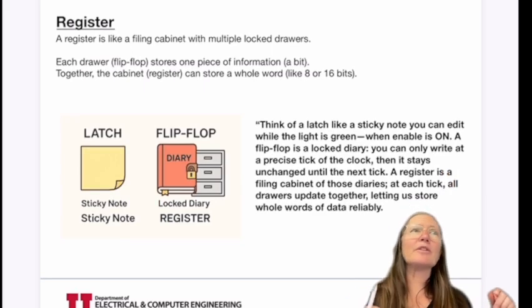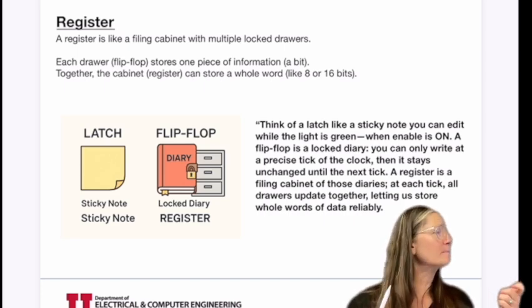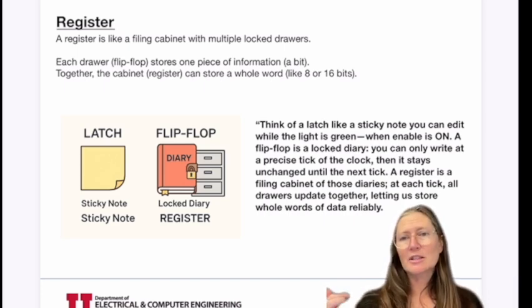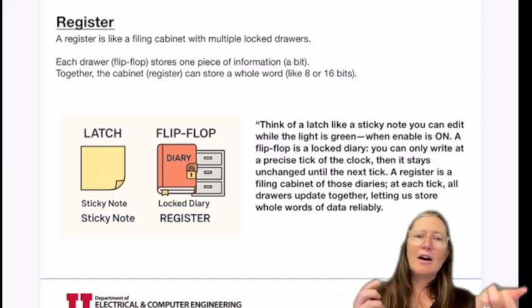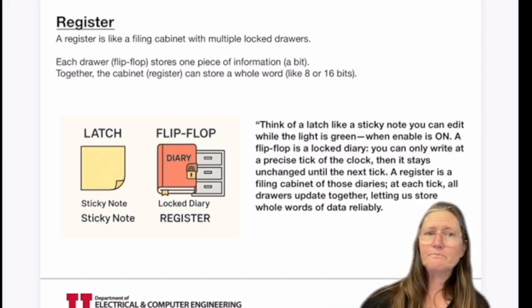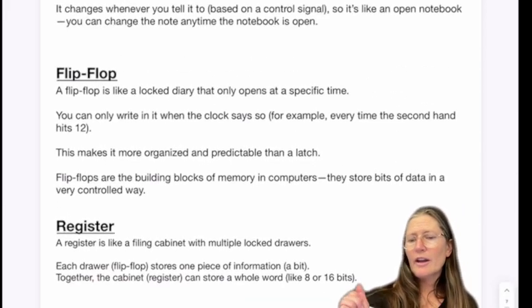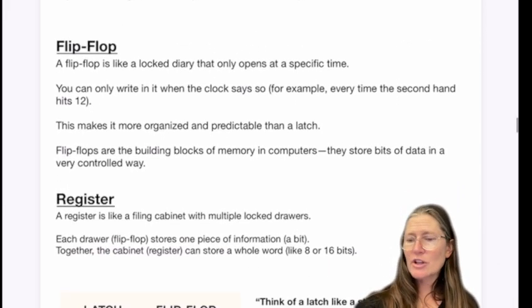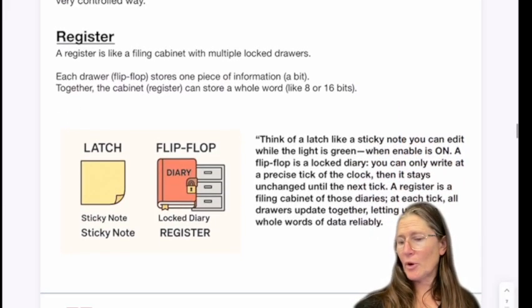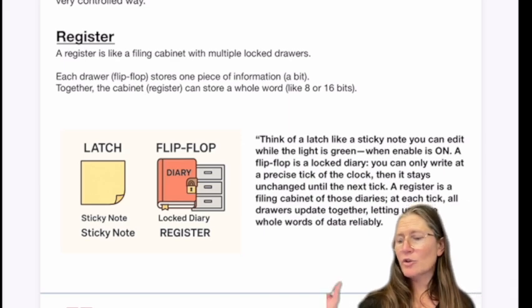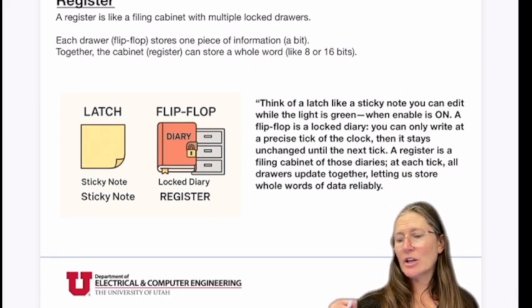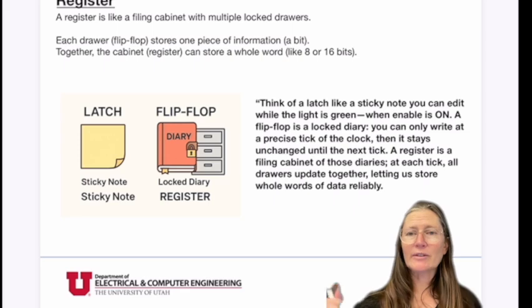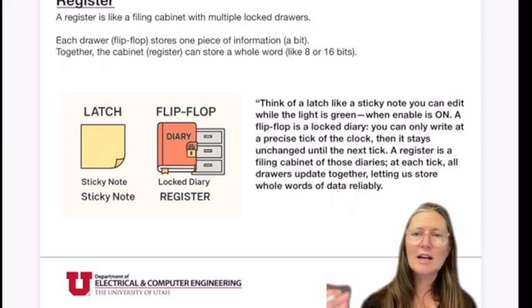The flip-flop, on the other hand, will keep that information in it. So it has a lock on it. You can think of it as more of a locked diary. It will keep and retain that information until I open it up and change it. So with a flip-flop, the locked diary, you can only write at a precise timing when it's open, and then it will stay unchanged unless I write something else, and it will do it on a time frame.